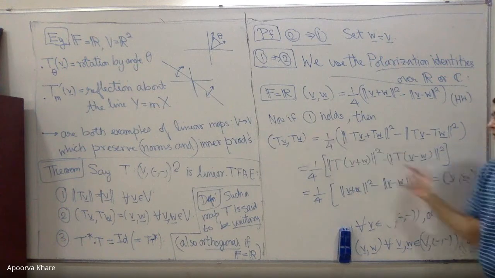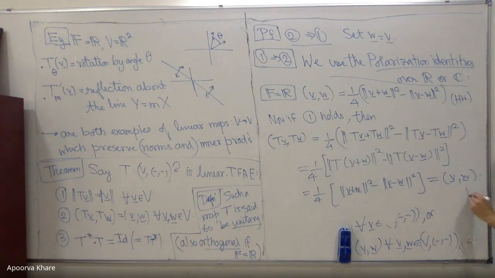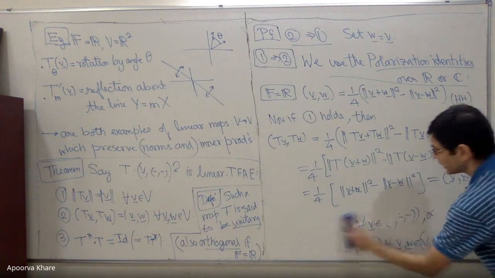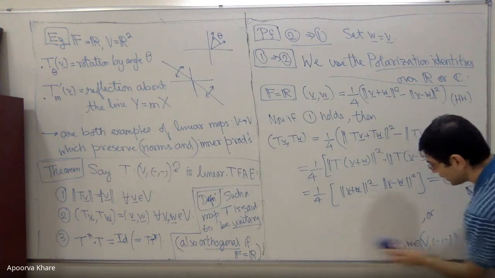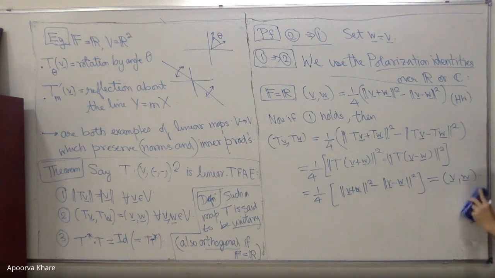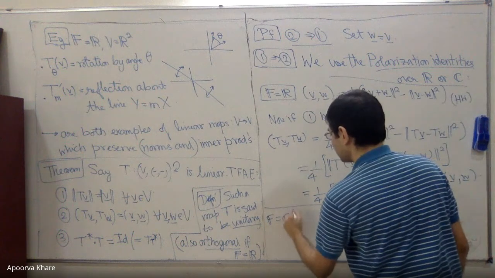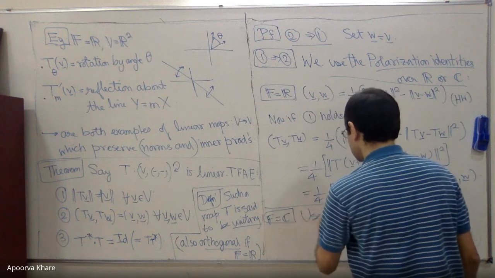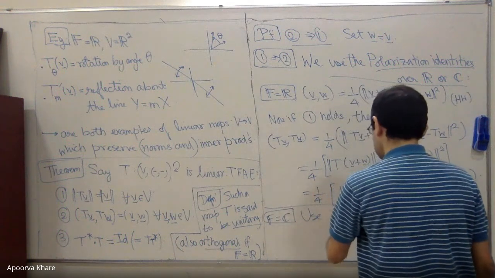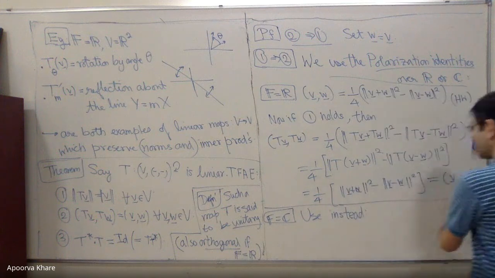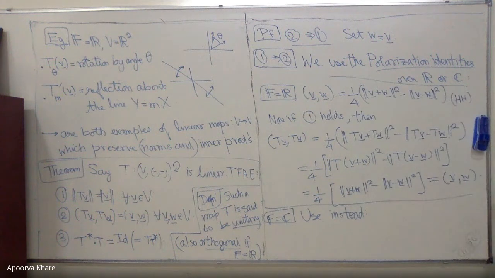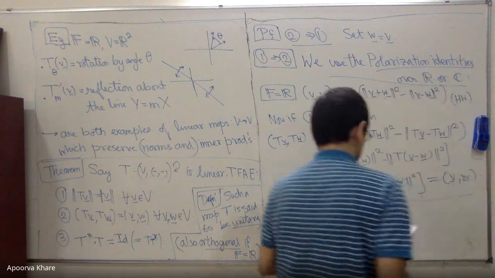And because this is true, that's what we wanted to do. That is how 1 implies 2 over the real numbers. Over the complex numbers, it's exactly the same thing. So F equals C. I will write down the polarization identity, but I will not write down the proof because it is identical. The polarization identity itself is not the easiest, so let's write this out.